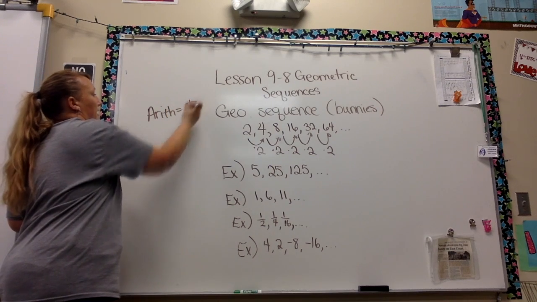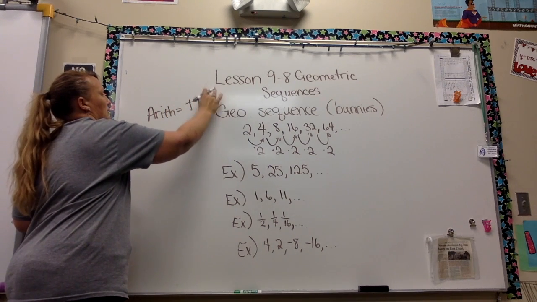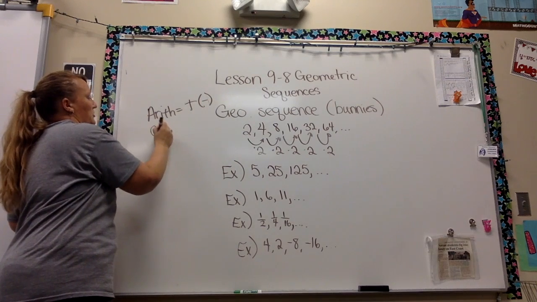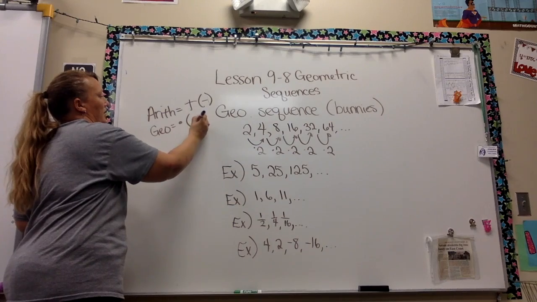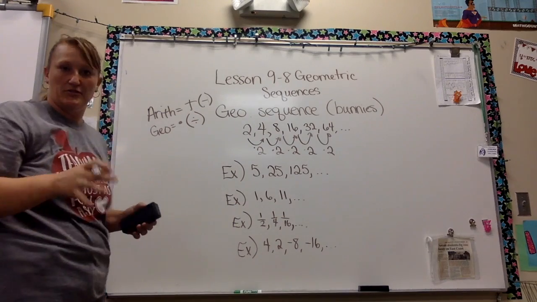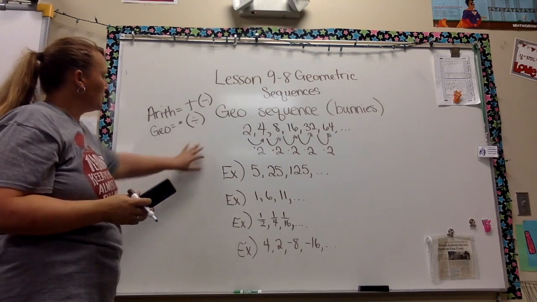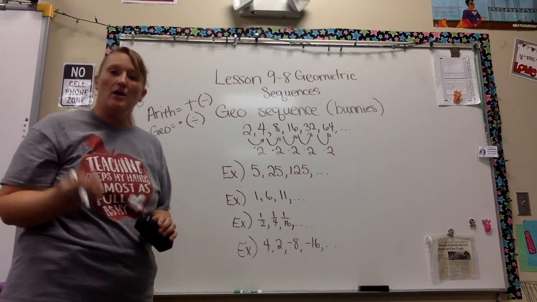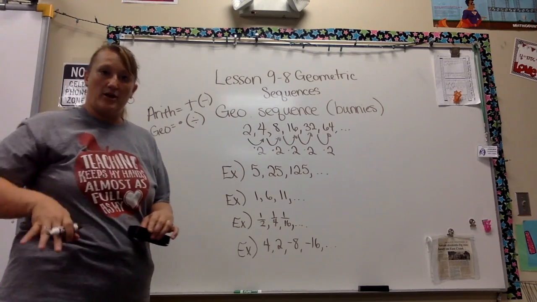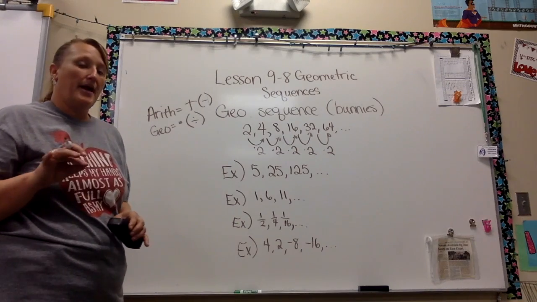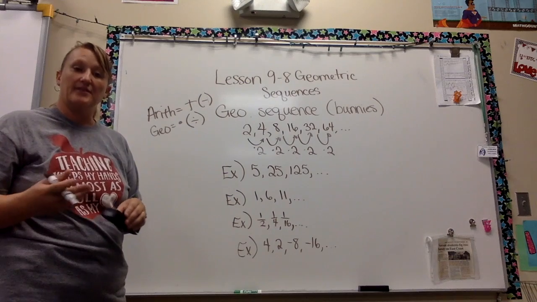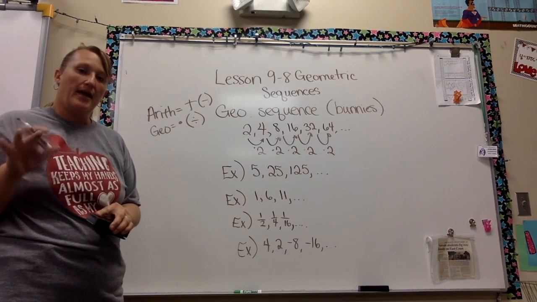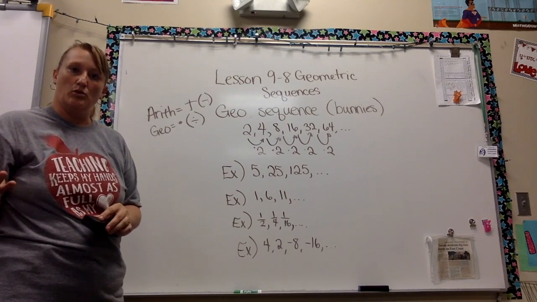Arithmetic equals adding or subtracting. Geometric is either multiplying or, guess what, dividing, or fractions. Fractions are dividing, same thing. So let's talk about these examples. We're going to decide whether or not these are geometric, arithmetic, or neither. So I'm going to have you pause after I introduce each one. Go ahead and work it out, see if you can figure out which one you think it is, and then come back and we'll talk about it.